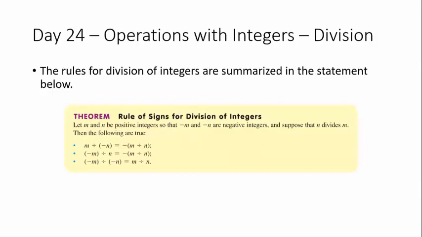And here are the rules for the signs when we are dividing integers. In the rule here, M and N are positive integers, and so negative M and negative N are negative. When a positive is divided by a negative, then the quotient is negative. You'll see that in the first two bullets. And the last bullet tells us that when a negative is divided by a negative, the quotient is positive.